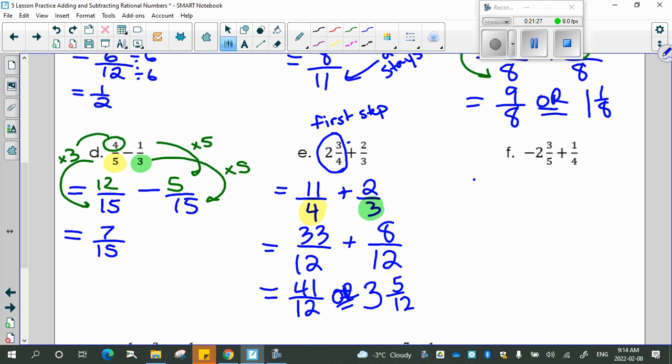Okay, next one. Change that number. So who thinks they've got this number changed to an improper fraction? Alexa. Negative 13. Negative 13 fifths? Yeah. Nice. Everybody get negative 13 fifths? Anyone need an explanation of how to get that?